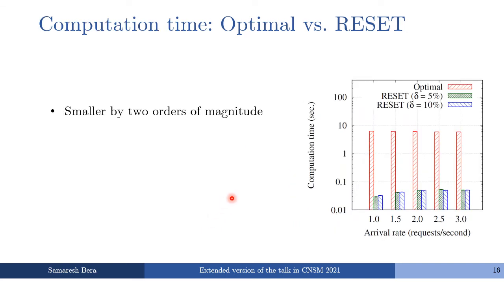Then we measure the computation time using the optimal solution and the proposed scheme RESET. So here in the x-axis we have the arrival rate, that is the requests per second. In the y-axis we have computation time in seconds, plotted in log scale. We have three schemes: the optimal solution and two variants of the proposed scheme, one with 5% active slice redistribution and the other with 10% active slice redistribution. And we see that the computation time of the proposed scheme is smaller by 2 orders of magnitude than that of the optimal solution.